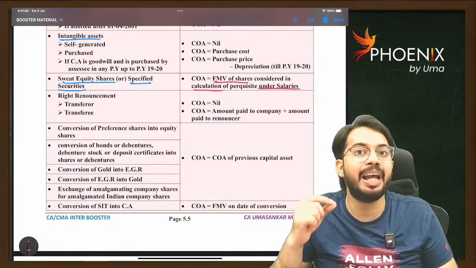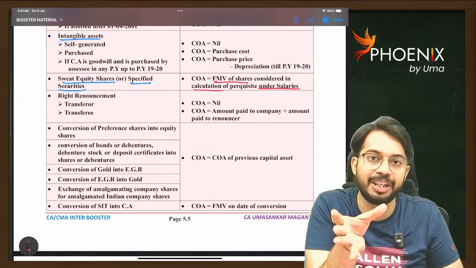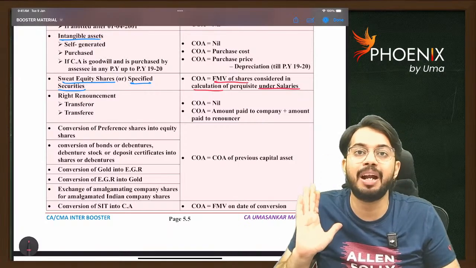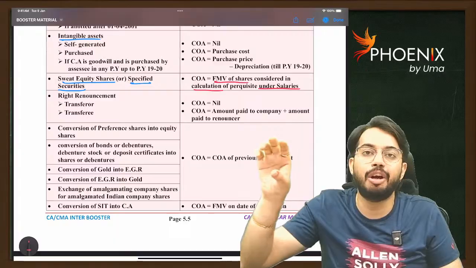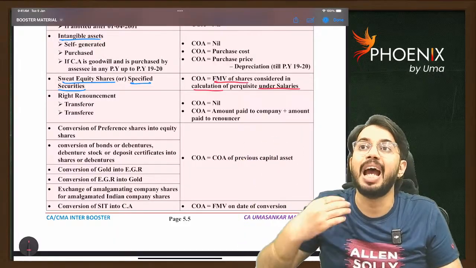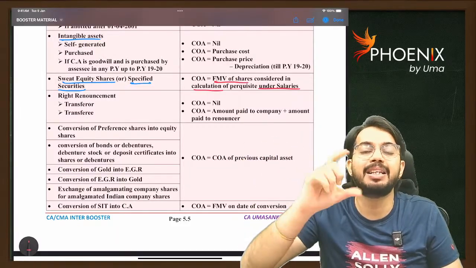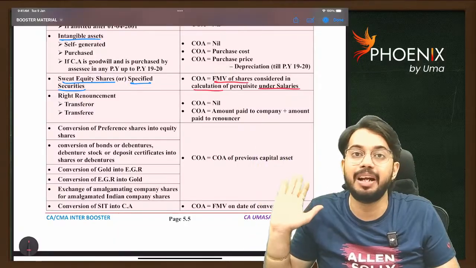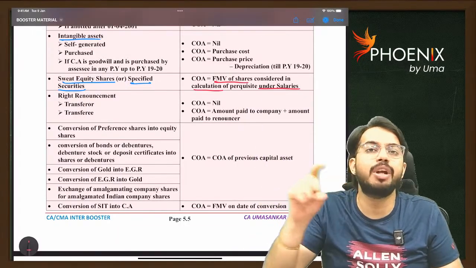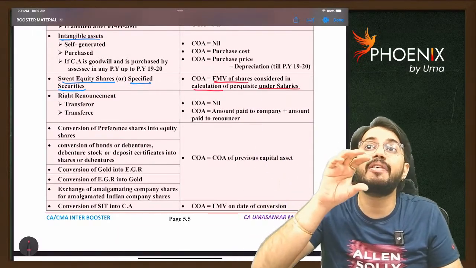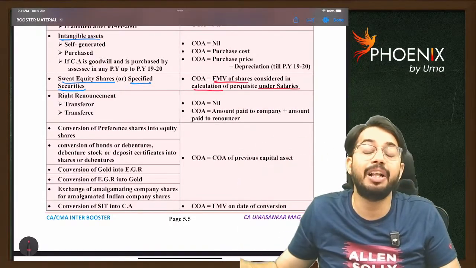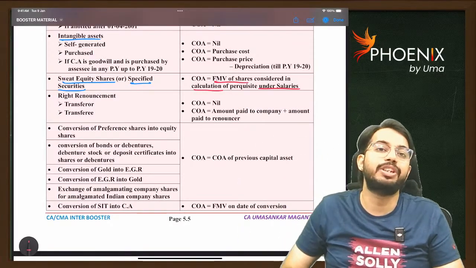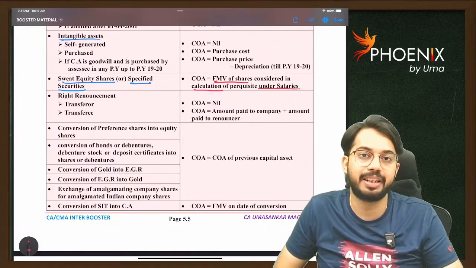So if I get any benefit because of sweat equity shares, that benefit is taxable to me under the head salaries. We will calculate perquisite: fair market value of sweat equity share minus amount paid by shareholder. Balance amount is perquisite, that is taxable under salaries. So for calculation of perquisite under salaries, whatever fair market value I have considered will be considered as cost of acquisition of sweat equity shares. Is it clear?